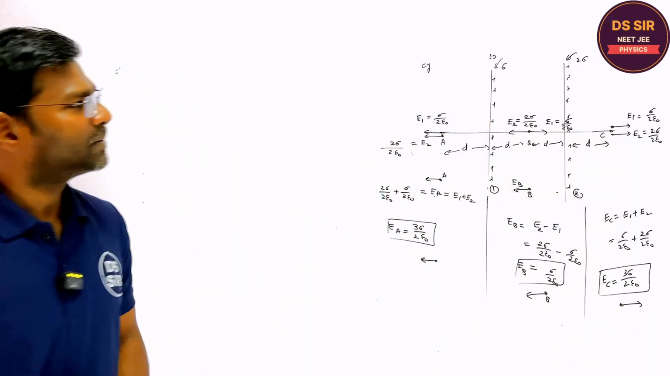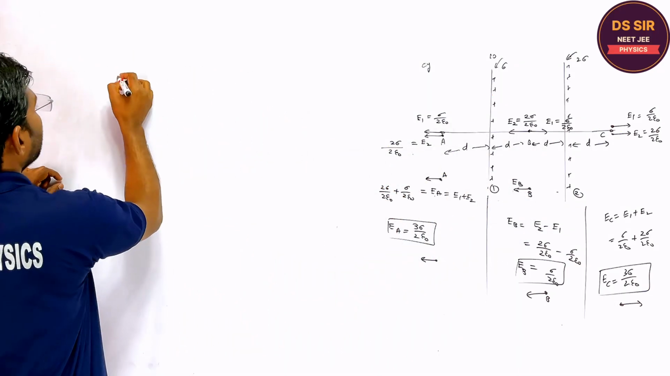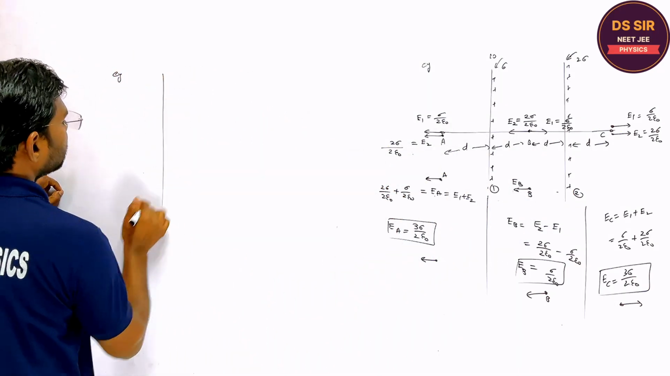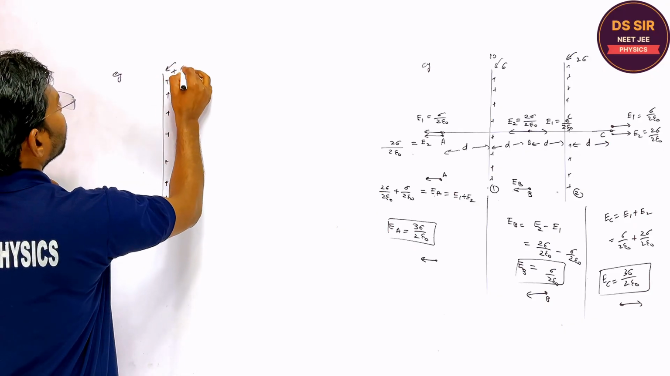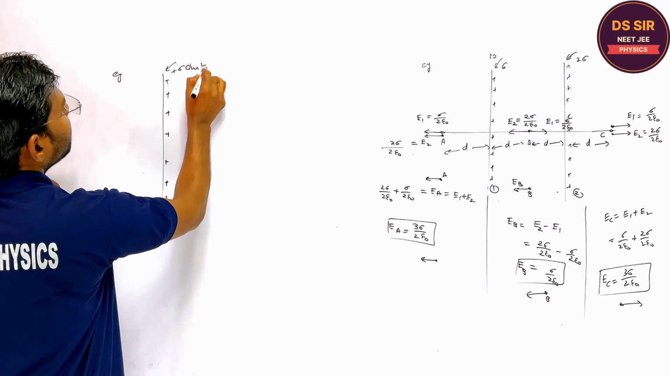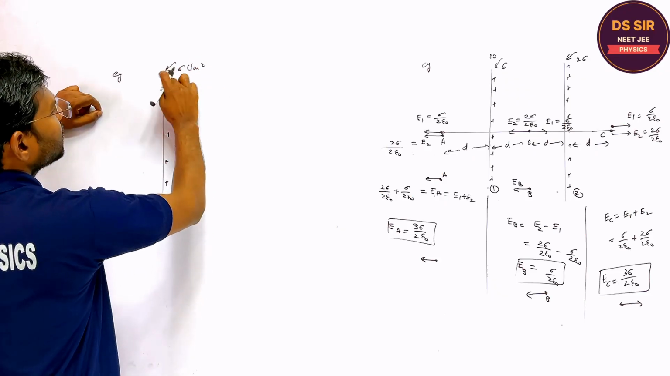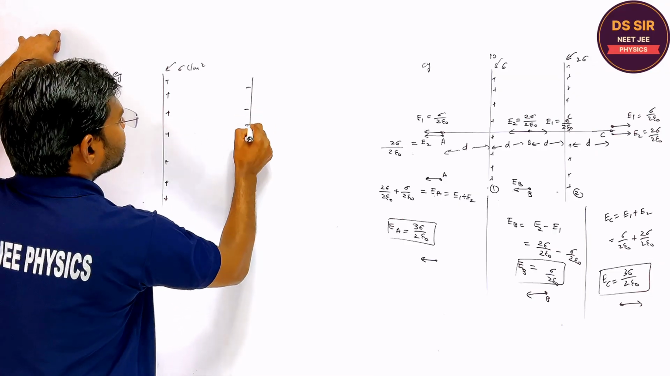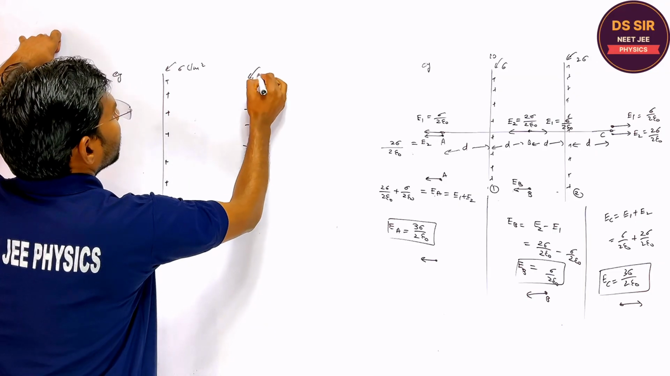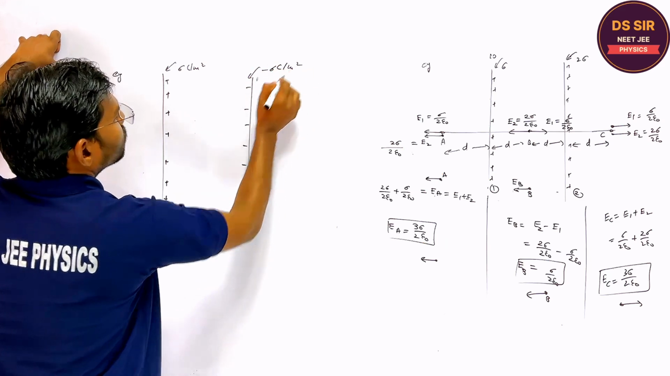Copy this. So this is the plus sigma. I am taking another example. Suppose this is an infinite sheet having surface charge density plus sigma coulomb per meter square. Whether it is plus or not, you have to assume this is positive, and this is a sheet having surface charge density minus sigma coulomb per meter square.